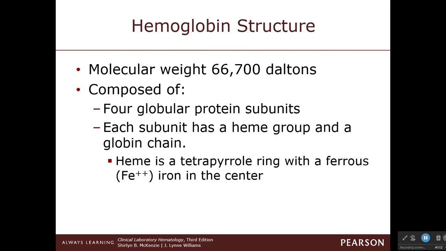So heme is a tetrapyrrole ring with a ferrous iron. It is very, very important that you know ferrous and ferric. If you have taken chemistry, this is of course the Latin term. This is ferrous, which is basically iron 2. This is ferric, which is iron 3.